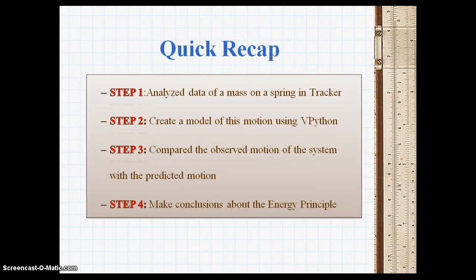We used Newton's second law and the energy principle. We made conclusions about how well the energy principle predicted the motion of the oscillating object, and we ultimately found the period of the object and the x and y positions.